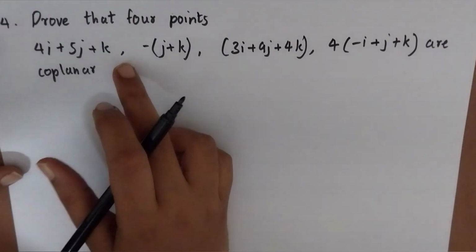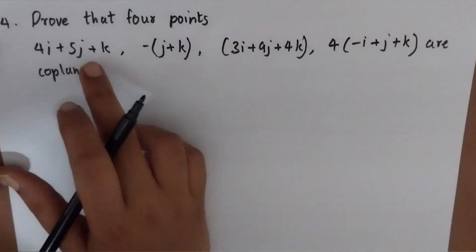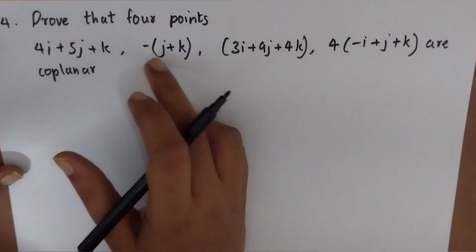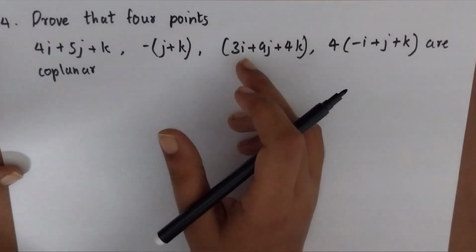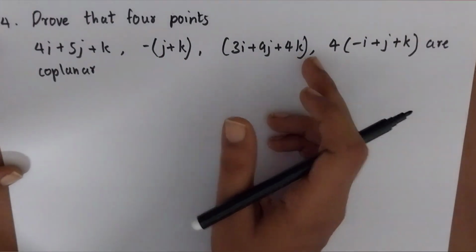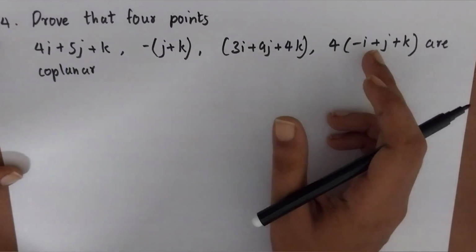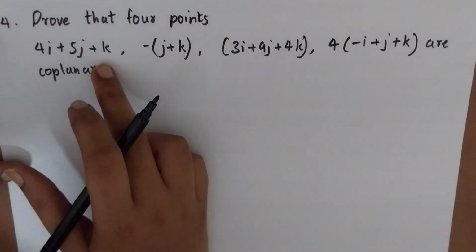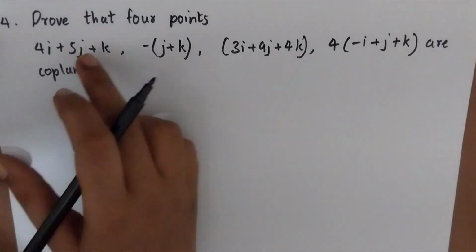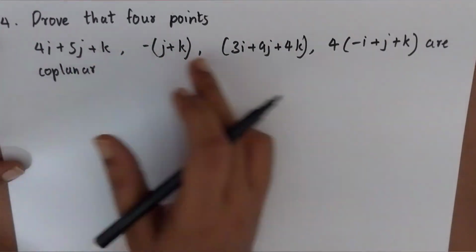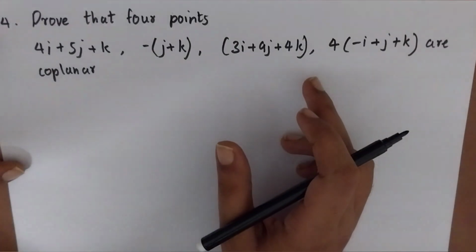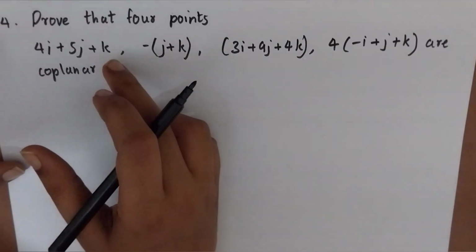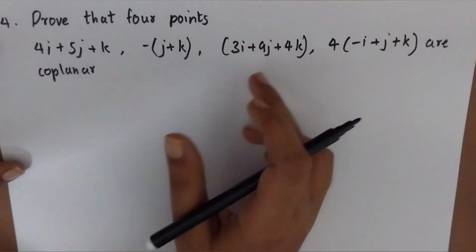Our next question is, prove that the 4 points 4i plus 5j plus k, minus j minus k, 3i plus 9j plus 4k, and 4 times minus i plus j plus k are coplanar. 4 points are given. First we have to name these 4 points and then we should prove whether they are coplanar or not. So in the question the position vectors of these 4 points are given.